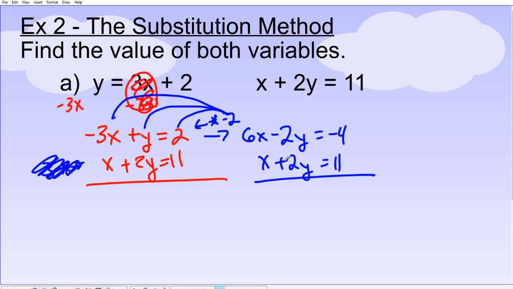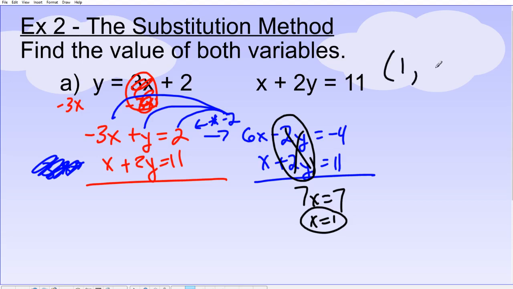Check this out. My y's are now set up for elimination. They're going to cancel here. These are gone. Over here, I've got 7x equals 7. That's going to be pretty easy, right? X equals 1. Okay, I got one of them. So I know in my solution the x value is 1.